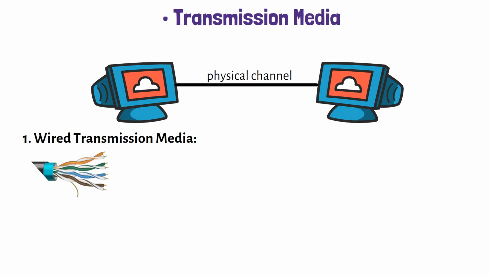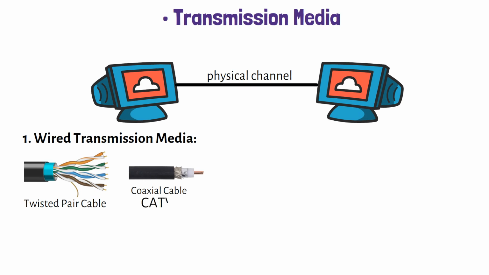Some common types of wired transmission media include twisted pair cable. Twisted pair cables are made up of pairs of wires that are twisted together. They are commonly used in local area networks, LANs, and telephone systems. Coaxial cable. Coaxial cables have a single copper conductor in the center, surrounded by a layer of insulation, a layer of woven wire, and an outer layer of insulation. They are commonly used for cable television and broadband internet connections.